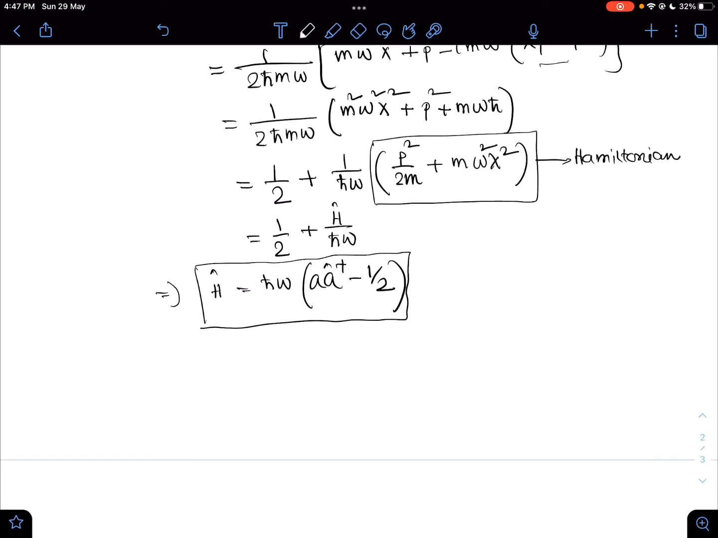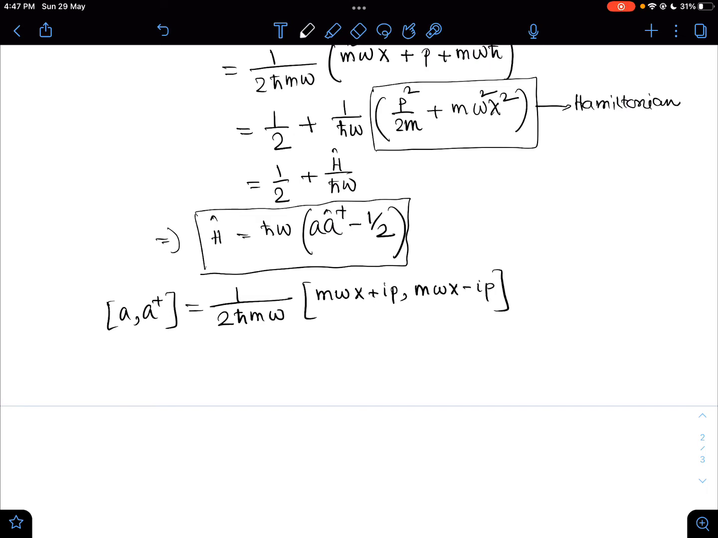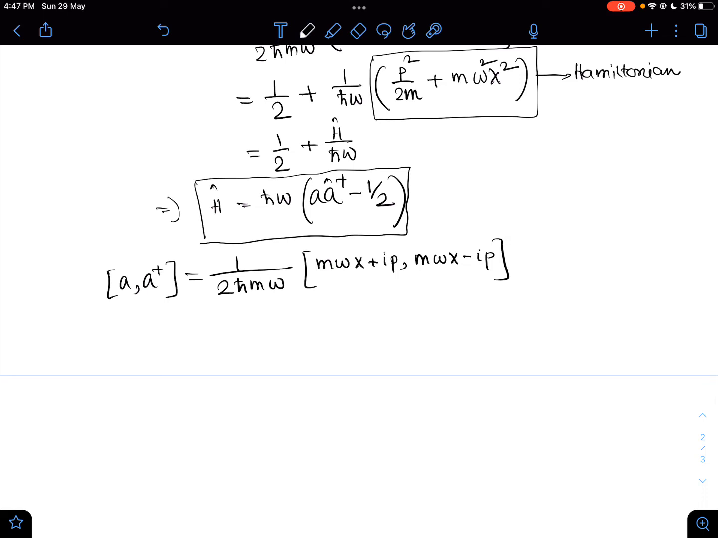Now let us calculate the commutation between A and A Dagger. So we know the value of A and A Dagger. It will be 1 over 2 h cut m omega. For A we have m omega x plus ip, and for A Dagger we have m omega x minus ip. So the first term will be x commutation with x, which will be 0. Similarly, the last term will be p commutation with p, which will again be 0.